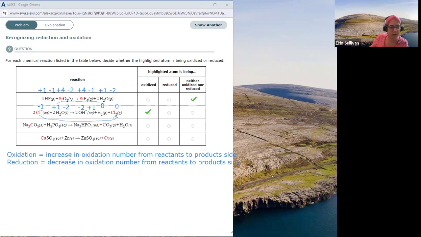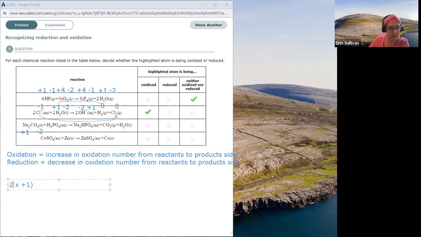Sodium carbonate. So we can go pretty quickly with a lot of these once you get the hang of it. Sodium's a group 1 metal. It's always going to be +1. Carbonate, I don't know, but I do know that oxygen's -2. Okay, so 3 times -2 is -6. +1 for the sodium, -5. So, oh, hang on, there's 2 sodiums. So +2 times +1. Let me write this out for you. So there's 2 sodiums times +1.